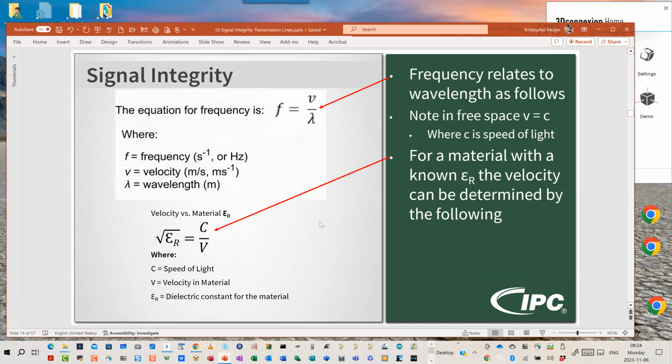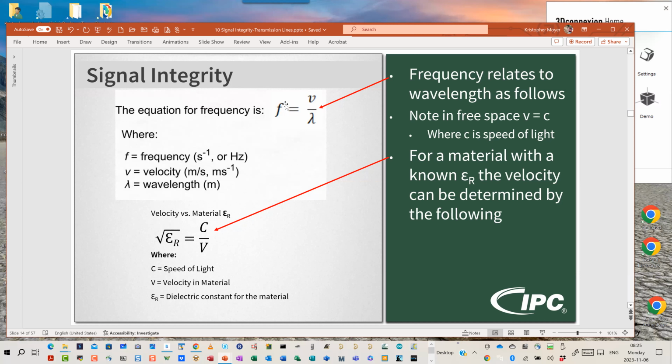Okay? Now, frequency relates to wavelength as follows. Note that v is equal to c in free space, where c is the speed of light. So the equation for frequency is given as f equals v over lambda, where f is frequency in hertz, or seconds to the -1. Velocity is meters per second, or meters seconds -1, and wavelength is given in meters. So velocity is meters per second, and wavelength is in meters, so the frequency will be given in seconds to the -1, and seconds to the -1 will be given the term hertz. Okay?